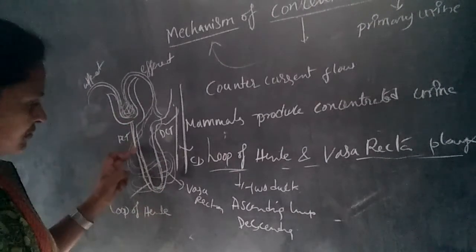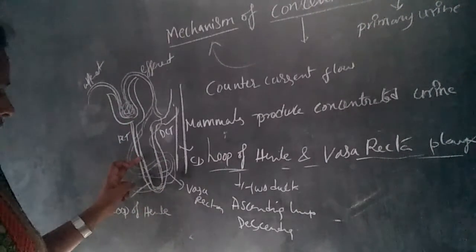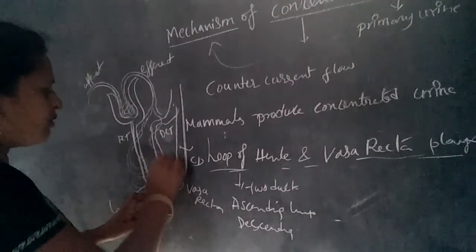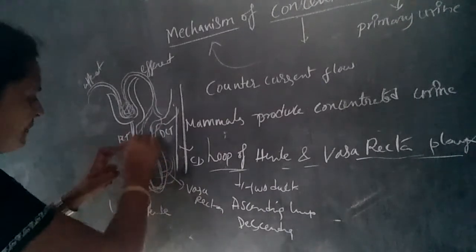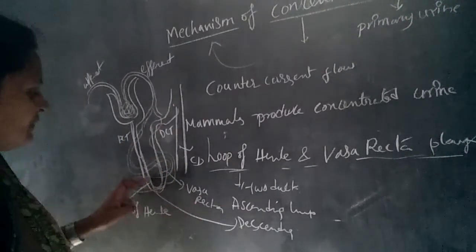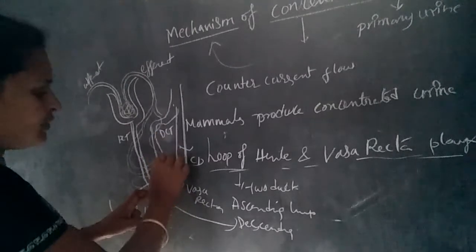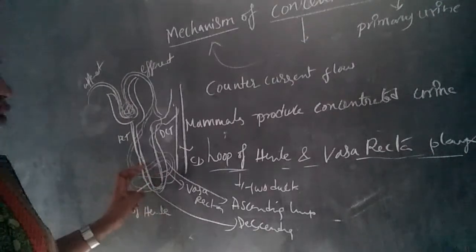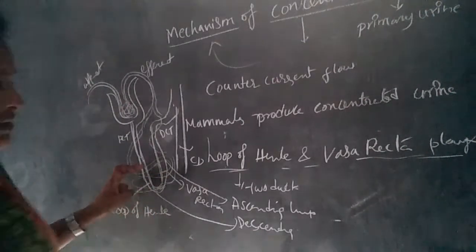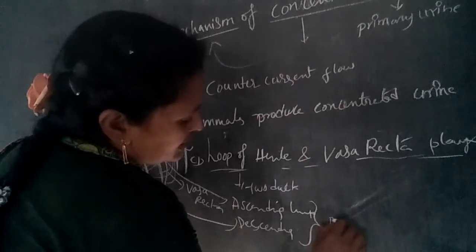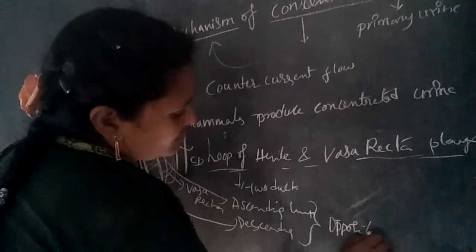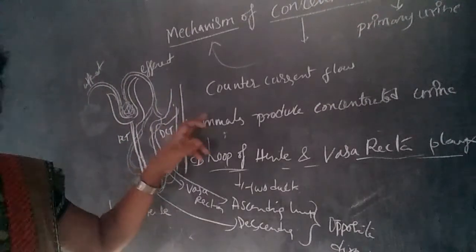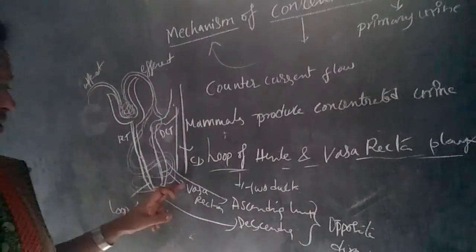The flow of primary urine or filtrate is up to down, and again down to up. Up to down is the descending limb, and down to up is the ascending limb. Both flow in opposite directions, so this is also called counter current flow.